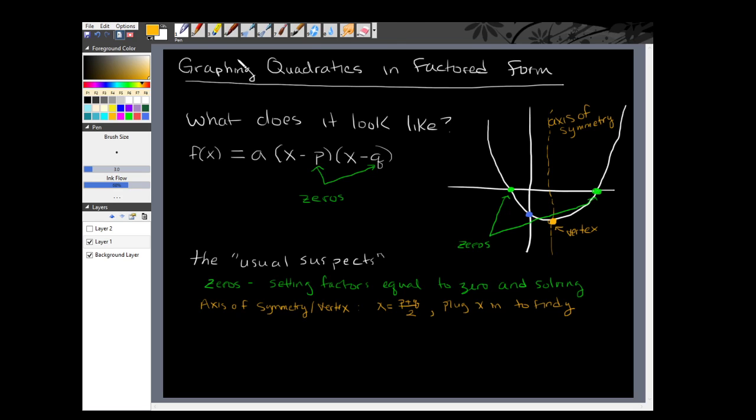Okay, so then our last usual suspect is usually the y-intercept. So the y-intercept is where the parabola crosses the y-axis. It's right here on this one. Now, with the y-intercept, the x value at that point is 0. So in order to find the y-intercept, you're going to plug a 0 into the function.